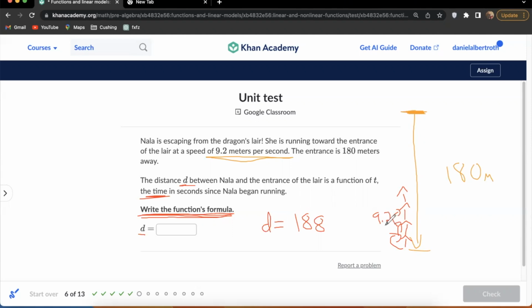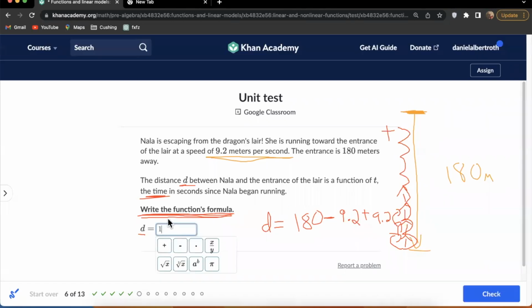So what's going to happen is, for every additional second, every time I add another second, I'm actually reducing the distance to the door by 9.2. So each second is represented by t, another second. So I'm going to do 180. Oh, did I do 188? I should have said 180 minus, because the distance will get smaller. Every second, it will get smaller by 9.2. So the distance between Nala and the door is 180 minus 9.2t, because for every second, she's going to get 9.2 meters closer.